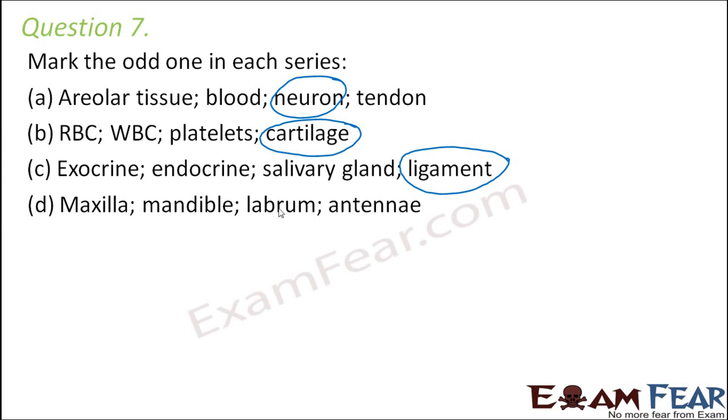Maxilla, mandible, labrum and antenna. These are all parts of the cockroach. Maxilla is a mouth part. Mandible is also a mouth part. Labrum is also a mouth part. What about antenna? It is not a part of the mouth. It is located outside the mouth, in the head region. So antenna is the odd one out.